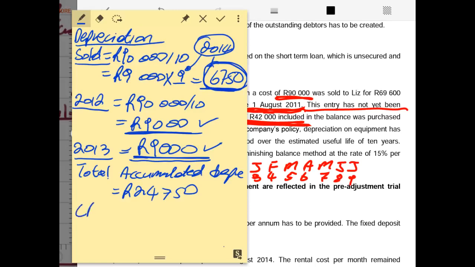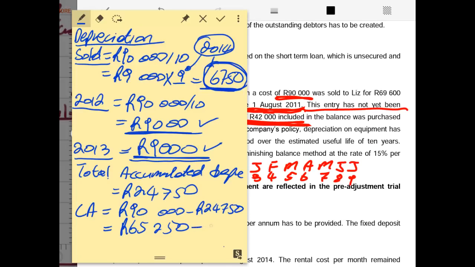That means from here we can calculate the carrying amount, even the profit or the loss. Carrying amount is the cost of the asset, and the cost of the asset is 90,000 rands minus accumulated depreciation of 24,750. That will give us the carrying amount of this equipment on the date it was sold, and the carrying amount is 65,250, which is the value of this asset on the date it was sold.